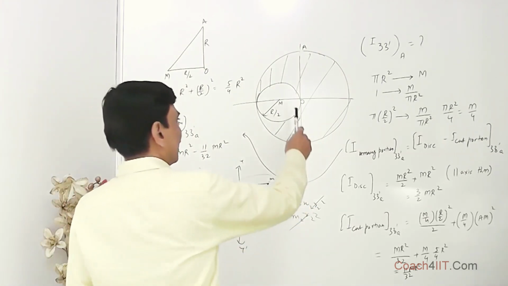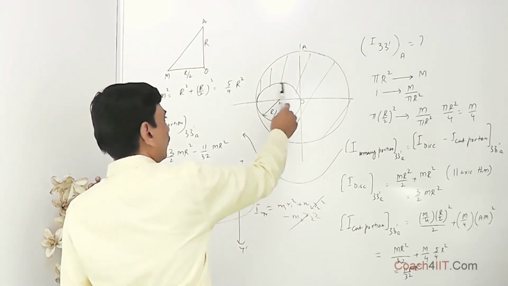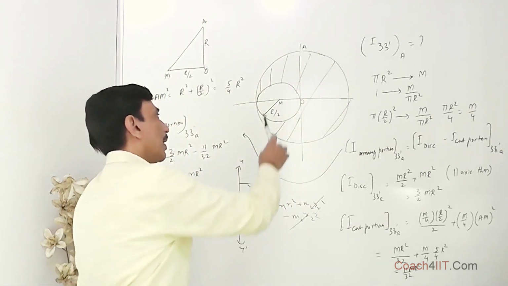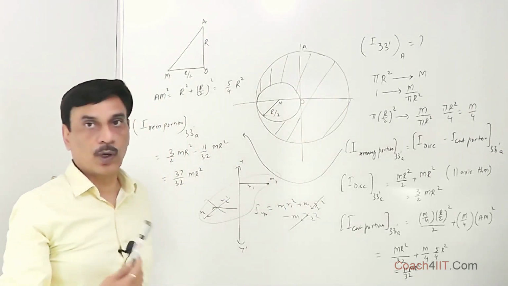Now for that, number one, if this mass is cut, then obviously, if the mass of the whole disk has been m, the mass of this cut disk is obviously going to be smaller.